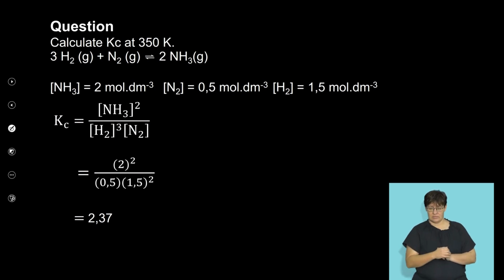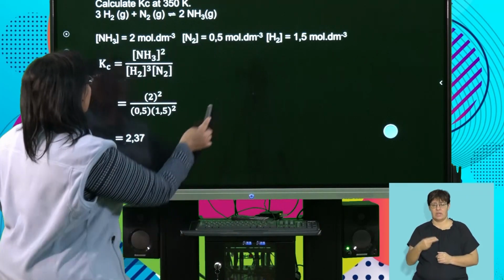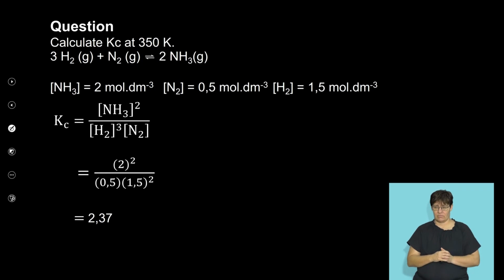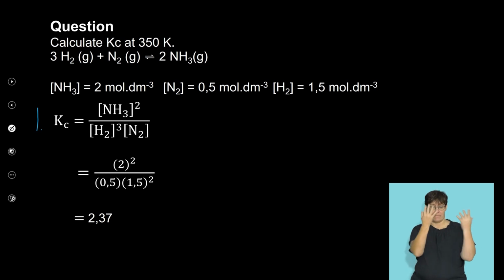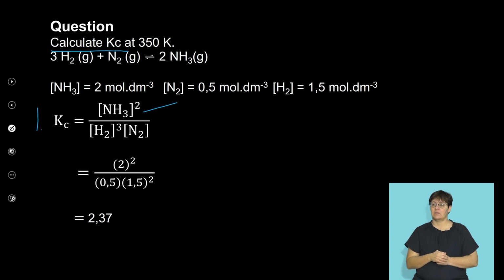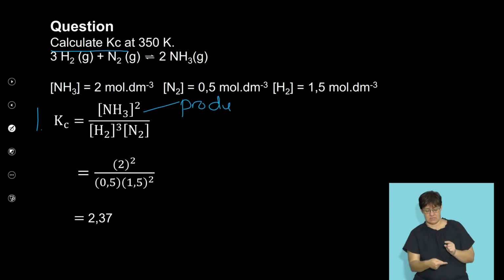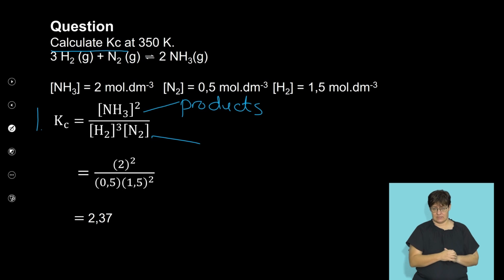We look at it. First thing that we need to do, like with any other calculation, we write down what was given. So we were given the concentrations of the nitrogen, ammonia, and the hydrogen gas. The very first thing, please make sure that you always, as soon as you have to calculate Kc, the first thing that you must do is to write down a Kc expression.